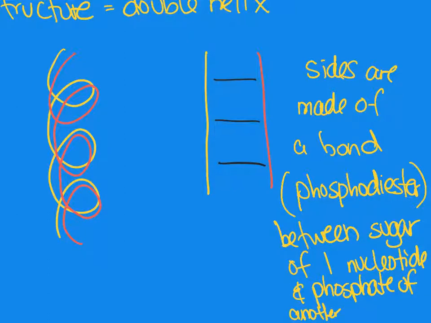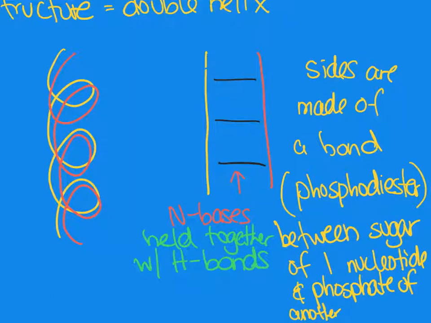But what about in the middle? In the middle here, if this is my sugar and my phosphates are on the sides, in the middle I've got my nitrogen bases. What holds them together? What type of bond? Not nitrogen bonds. They're hydrogen bonds. What can you tell me about hydrogen bonds? They're easy to break. They're relatively weak.